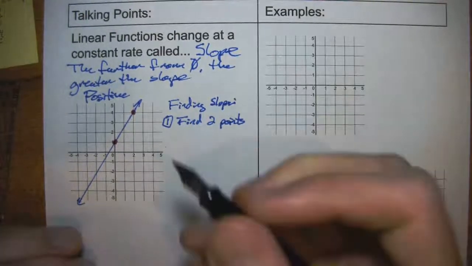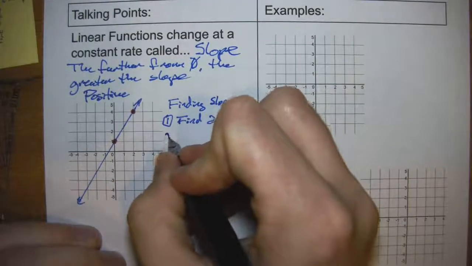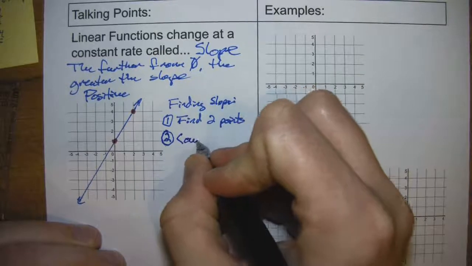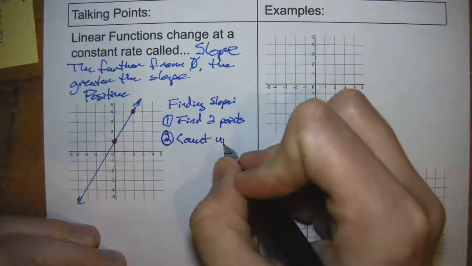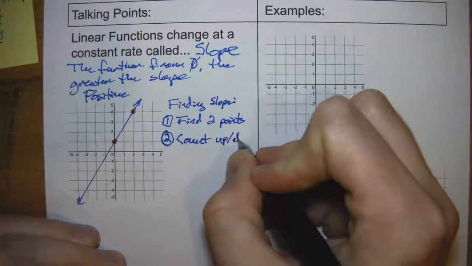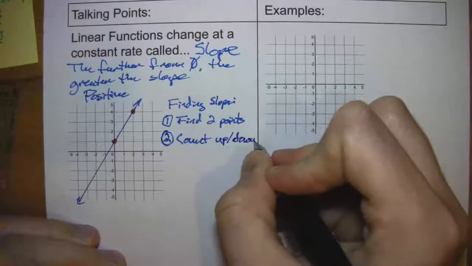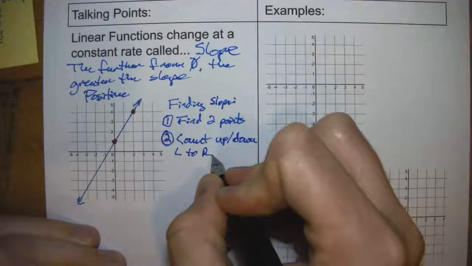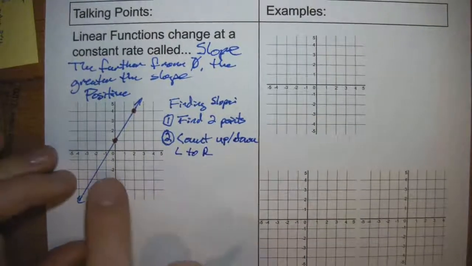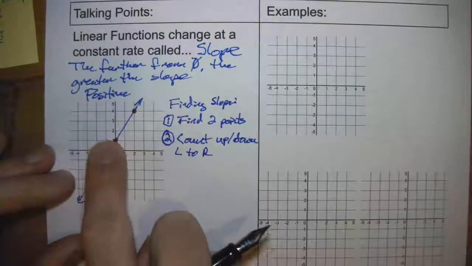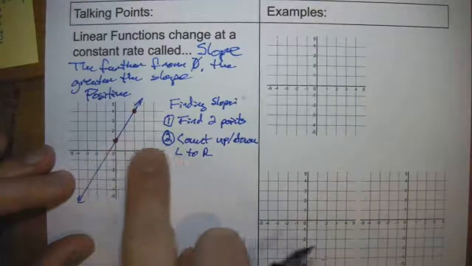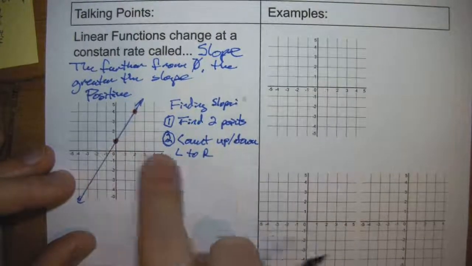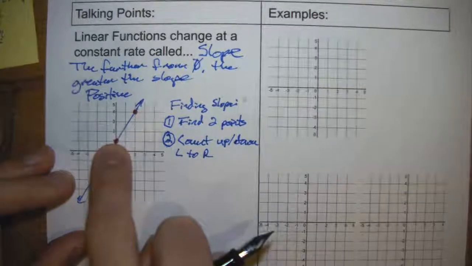All right, our second step for finding slope on a graph is to count up, or down as the case could be, from left to right. So here's what I mean by that. We're going to go from the leftmost point. So if we look at our 2 points, this is the one furthest to the left, and I'm going to count either up or down. Well, in this case, to go to the next point, I'm going to have to count up. So that's the first thing. I'm going to count up.